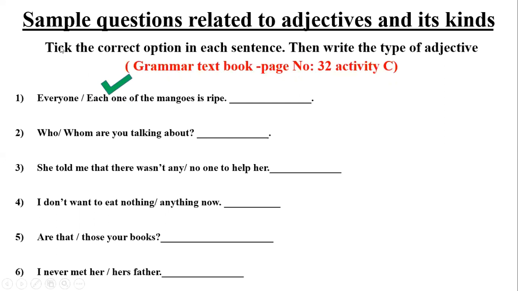Now, which is the C? What is the question? Tick the correct option in each sentence. Then write the type of adjective. So first one is tick the correct option. Out of every and each one, which is the correct one? Each one of the mangoes is ripe. And when it is each, we already saw in that part, right? In the summary of adjectives and its kinds, what is it? Each will come under distributive adjective. So questions can come like this as well, where you have to tick and tell which is the type of adjective. Next one, who/whom are you talking about?